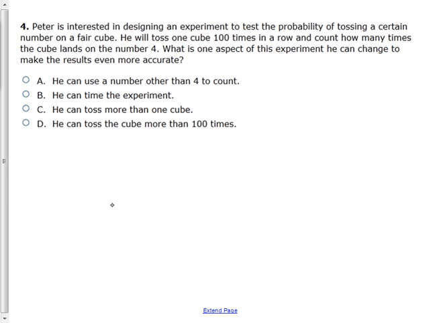Peter is interested in designing an experiment to test the probability of tossing a certain number on a fair cube. He will toss one cube 100 times in a row, so that's our total, and count how many times the cube lands on the number 4. What is one aspect of this experiment he can change to make the results even more accurate? Okay, so he wants it to land on a 4, which is going to be 1 out of 6 times.